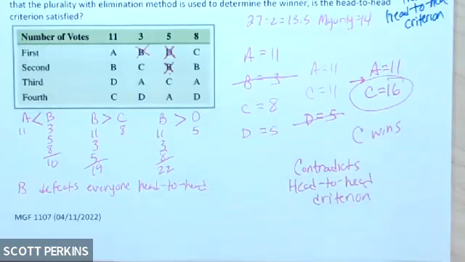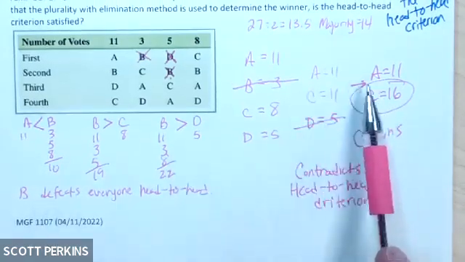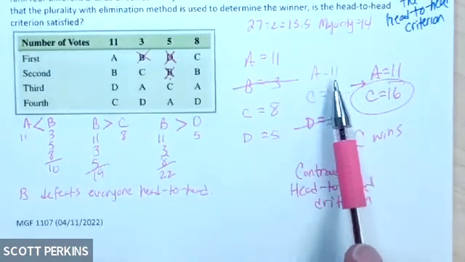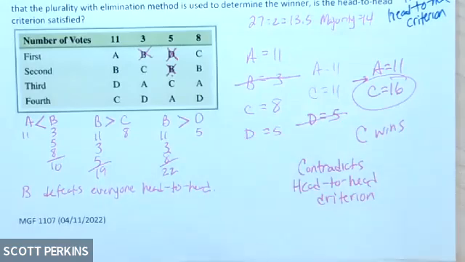We doing okay? So if B had won the plurality with elimination, then there would have been no contradiction. So just making sure that we're seeing all the different situations.